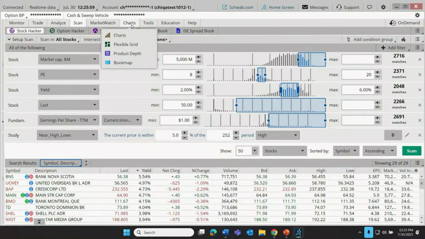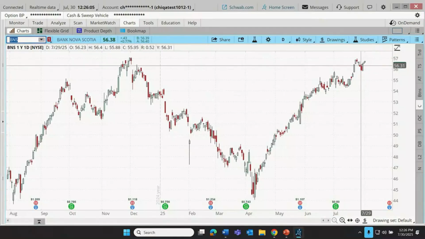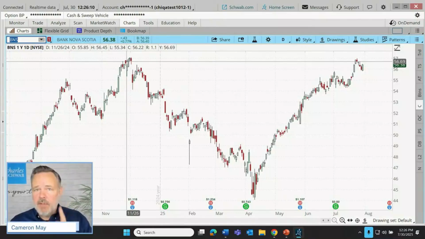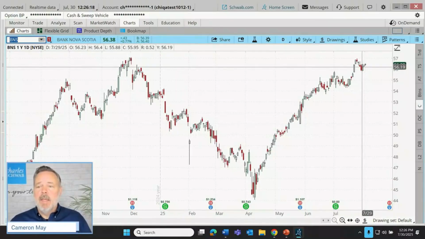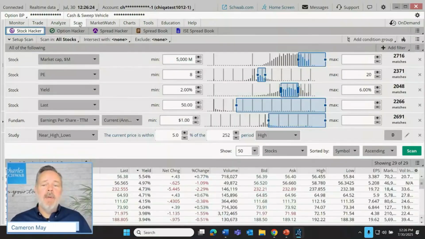Let's look at a chart of BNS. What do you think? Is that stock trading up near those all-time highs, or those 12-month highs, I should say, 252 trading periods on a daily chart, in other words, a one-year chart? Yeah, this scan has done its job. Is that a guarantee that this stock is going higher still? No, it's not a guarantee. No, nobody can deliver that promise. But what we can say is it found what we were looking for.